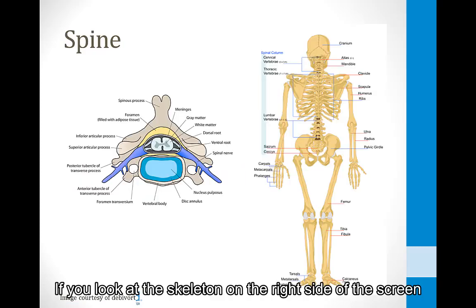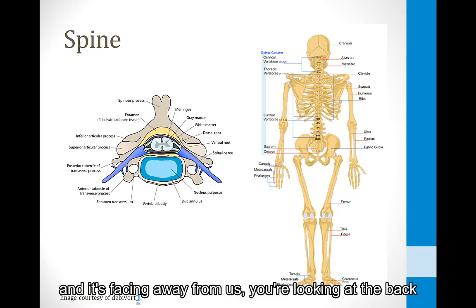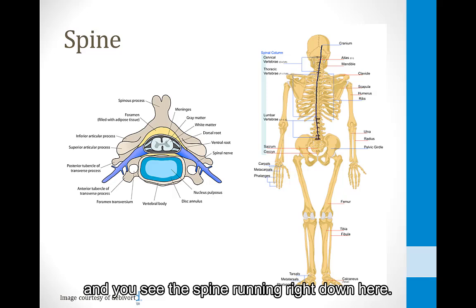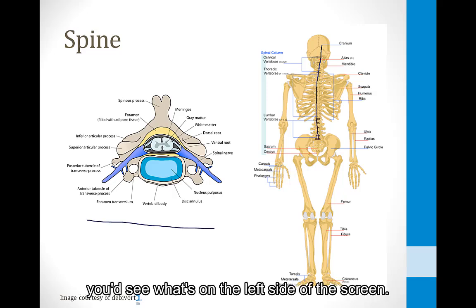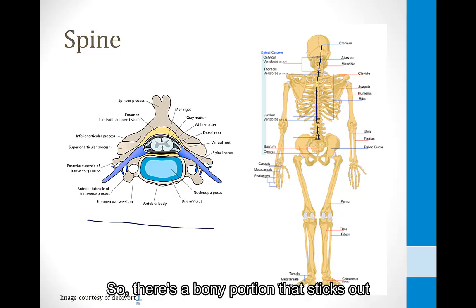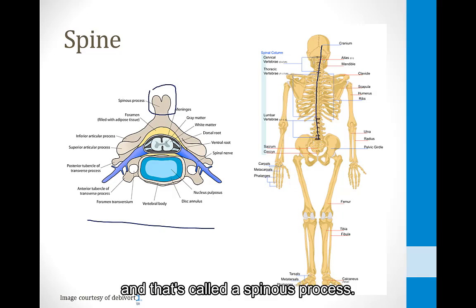If you look at the skeleton on the right side of the screen, facing away from us, you're looking at the back and you see the spine running right down here. If you take one of the spinous processes out and look at it, you'd see what's on the left side of the screen. There's a bony portion that sticks out, and that's called a spinous process.